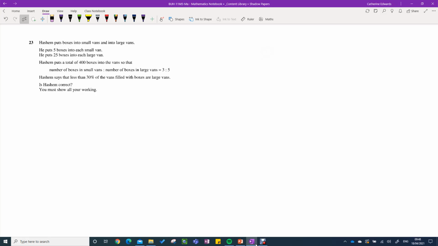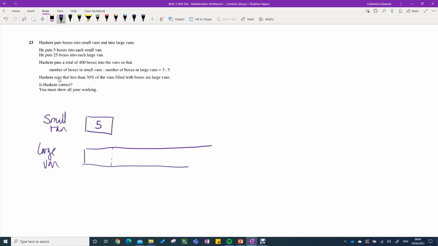Right, Hashem is putting some boxes into small vans and into large vans. He puts 5 boxes into each small van. Okay, so here's my small van. Here it is. Here's my little van, and it's got 5 boxes in it. My large van is bigger. And in fact, because it's 25, I can see that it's going to be 1, 2, 3, 4, 5 bigger. Okay, so that's my small van, that's my large van.